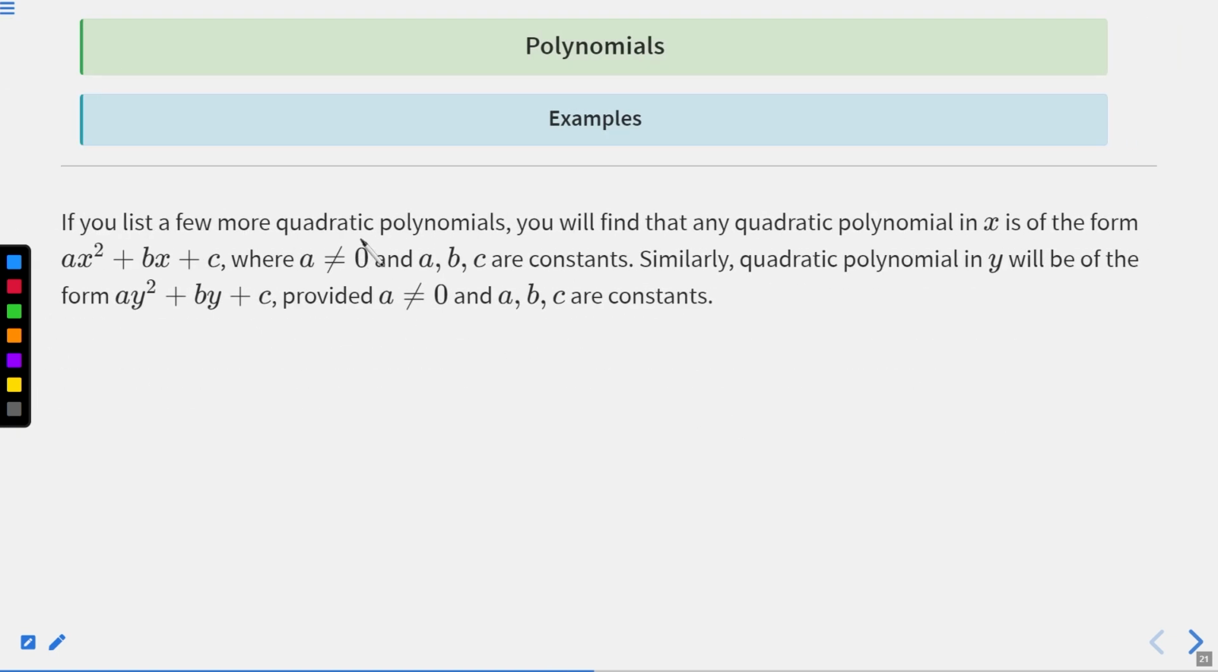If you list a few more quadratic polynomials, you will find any quadratic polynomial in x is of the form ax square plus bx plus c, where a does not equal 0 and a, b, c are constants. Similarly, a quadratic polynomial in the variable y will be of the form ay square plus by plus c, provided a does not equal 0 and a, b, and c are constants. So the general form of any quadratic polynomial in x is ax square plus bx plus c, where a does not equal 0 and a, b, c are constants.